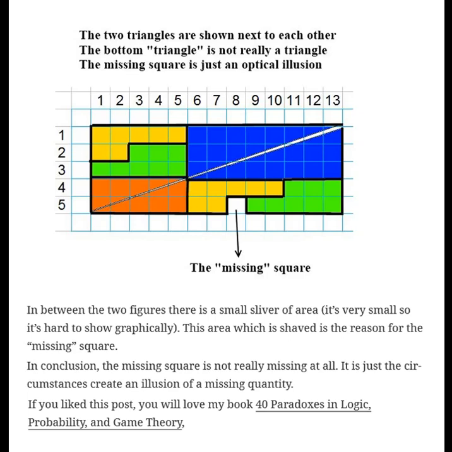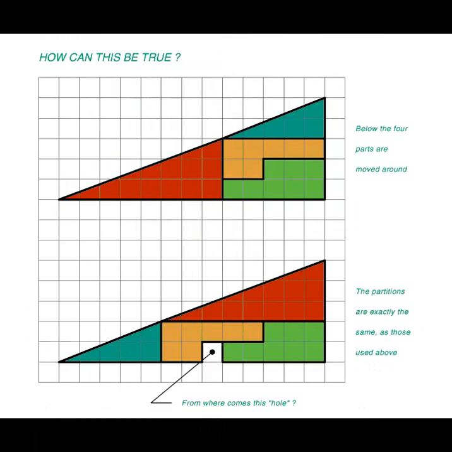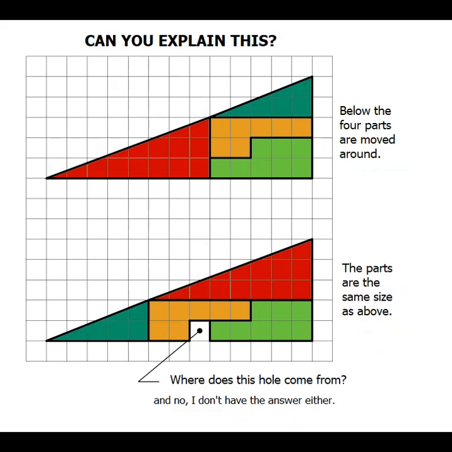Okay, now, let me take you back to the one that we were looking at. I redid some of the printing on there because it was real small and kind of hard to see. The original says, the important part here, the partitions are exactly the same as those used above. It says that by the bottom triangle, the bottom fake triangle. I put on there the parts are the same size as above. Well, apparently that's a lie. How can you create a puzzle and the clues that you give someone to solve the puzzle are lies?